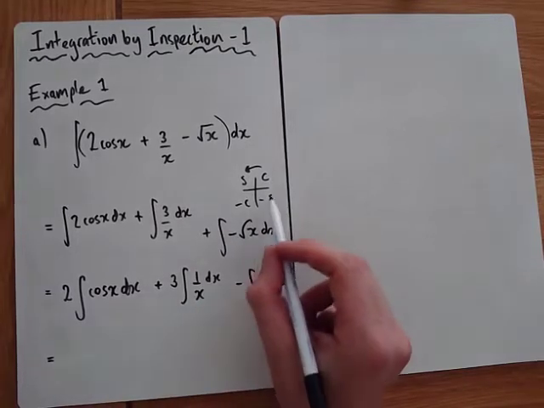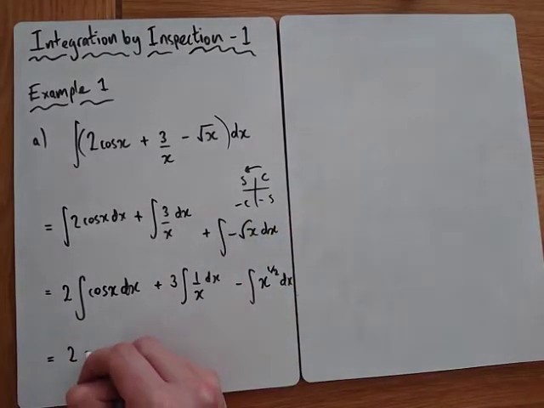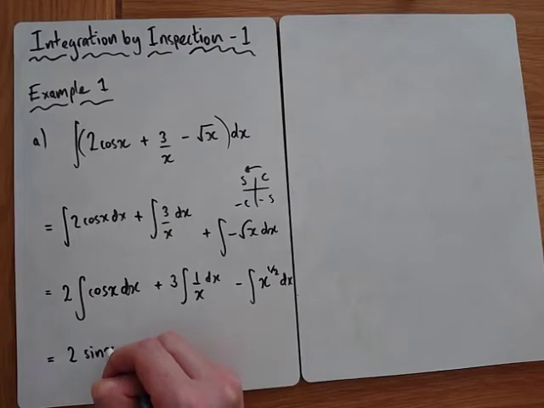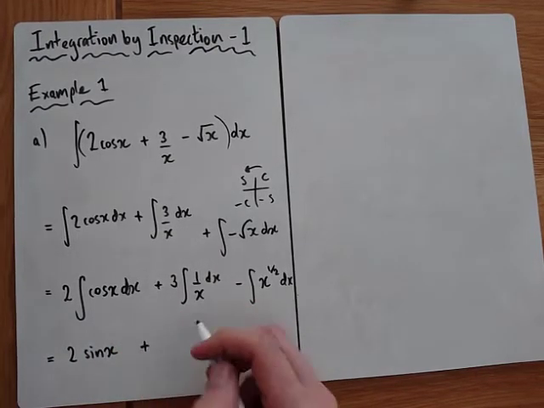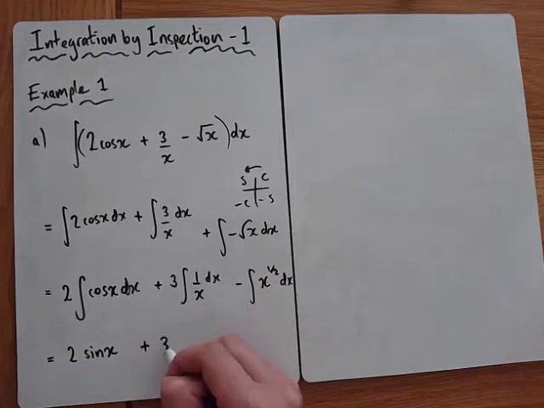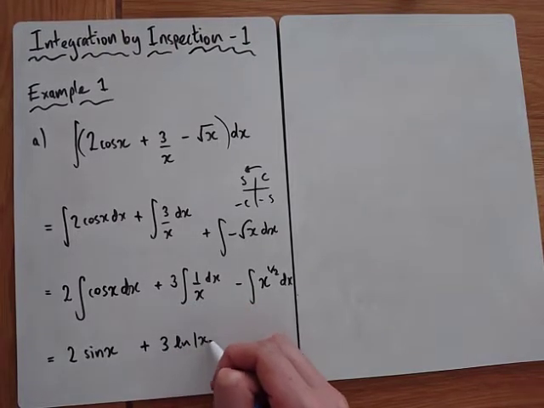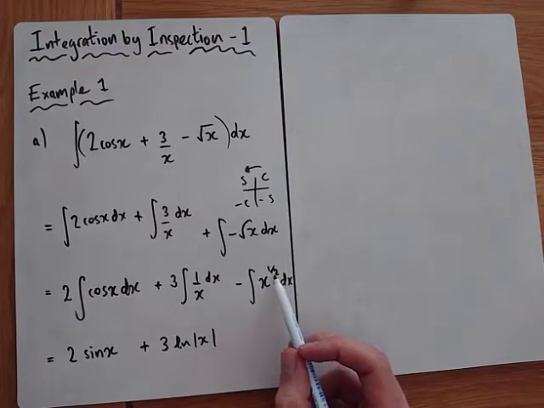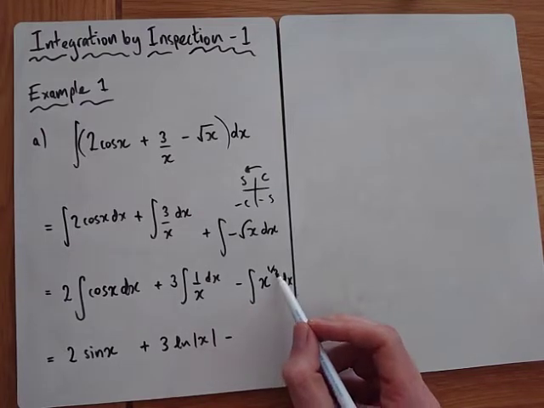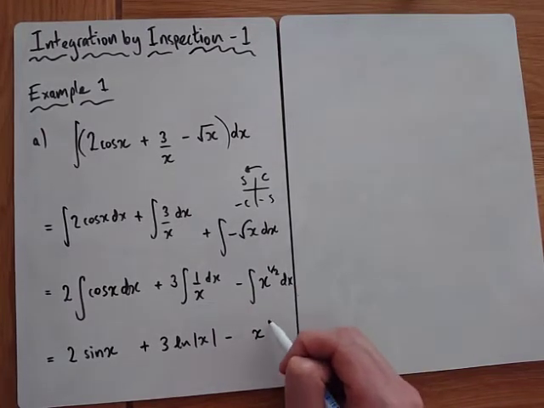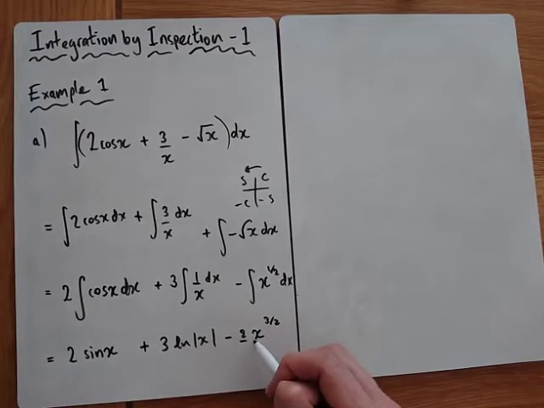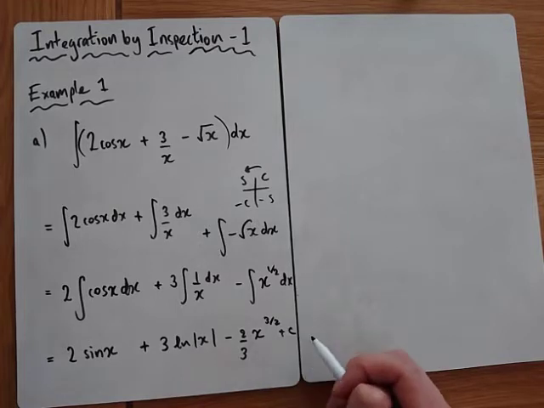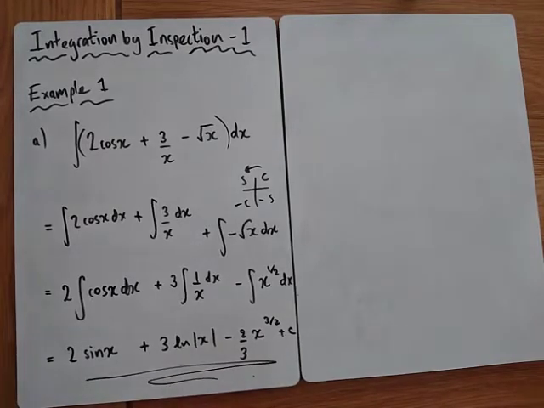So the integral of cos is sine, so we can see now that just becomes 2 sine of x. And again, we divide by 1 if you want to divide by anything. We know the integral of 1 over x is ln x, so that's 3 lots of ln modulus of x, technically when we integrate. Last one, minus, add 1 to the power, so that would be x to the power 3 over 2. Divide by the new power, so divide by a fraction, multiply by the reciprocal.